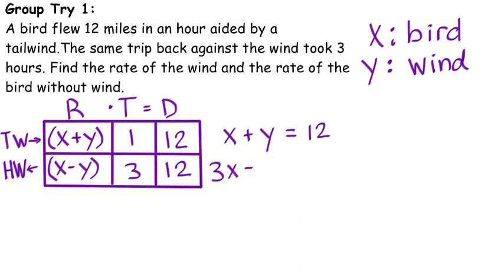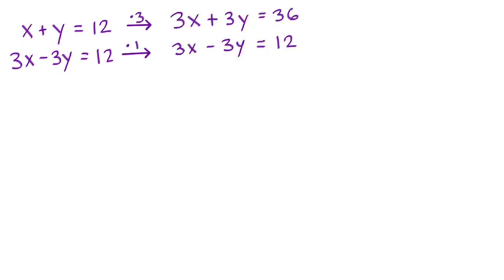Again, I can go ahead and distribute the time to the rate. And I simply multiply the top equation by 3 to eliminate the y values.